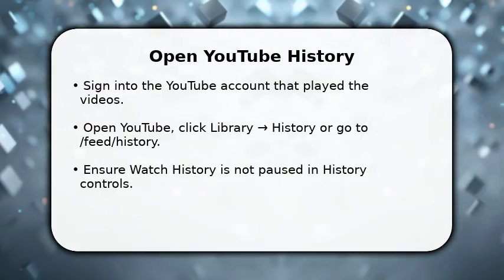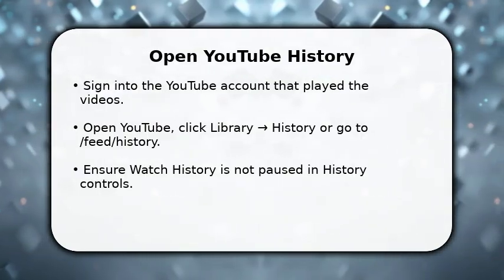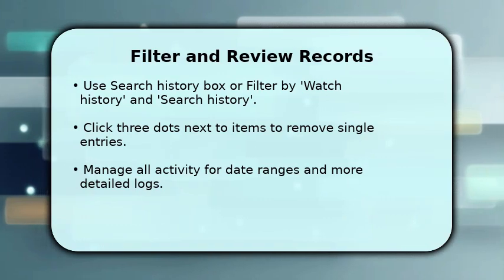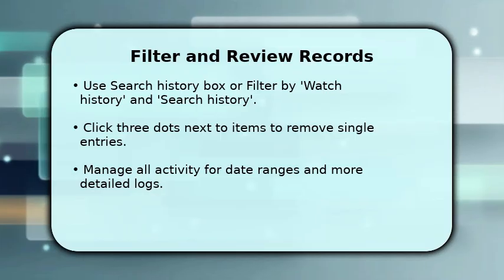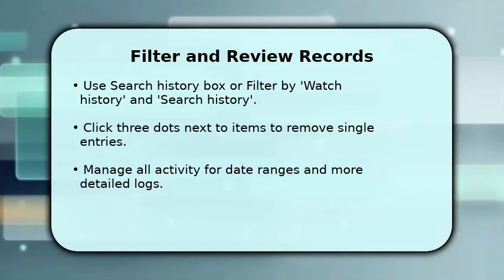Once you're on the history page, use the search field at the top to locate specific videos by title or channel. This narrows thousands of entries fast. You can also use the filter or menu to switch between Watch History and Search History for focused review.